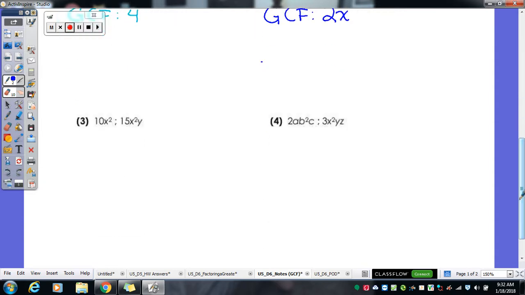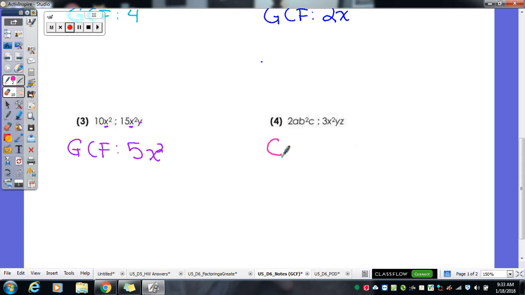Let's look at our third one. The largest number that goes into 10 and 15, as Carson said, was what? 5. They both have an x squared, so is that going to be part of our GCF? Yep. And then the second term has a y, but does the first term have a y? No, so y is not going to be part of the GCF. It would just be the 5x squared.